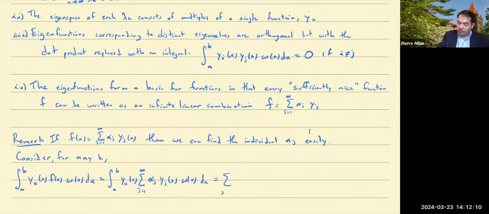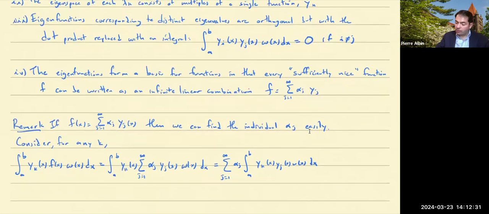And assuming the sum behaves well enough, and it does, so that I can pull it out of the integral, then we have the sum, j goes from 1 to infinity of alpha j times the integral from a to b of y k of x, y j of x, w of x, dx, right? And we know that this integral is zero if k is different from j, so the only term that survives in this sum is the term where the j that you're summing over is equal to k. So we end up with alpha k times the integral from a to b of y k of x squared times w of x dx.